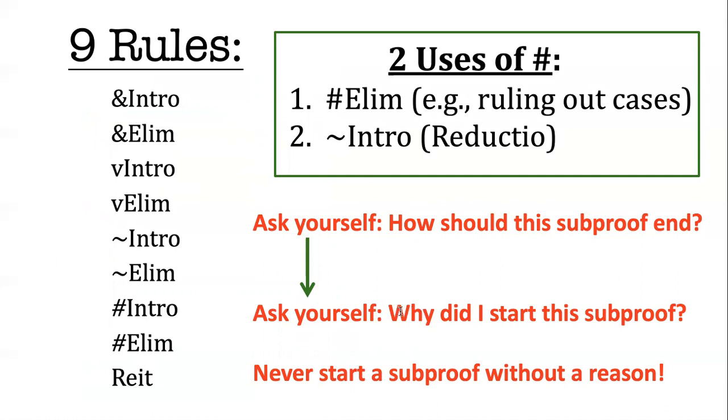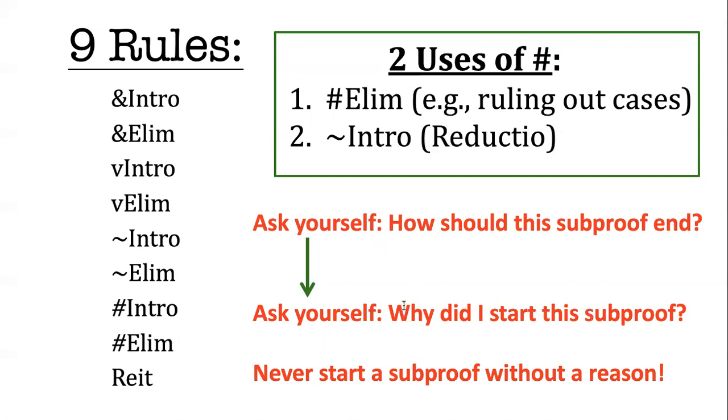If you started the subproof because you know a disjunction, you're going to export something out. You're not doing reductio. Now, if you started the subproof because you negated your conclusion, then you are doing a reductio. So knowing why you started the subproof tells you how it should end. And then that will tell you whether your goal was negation intro or whether you might be using the contradiction symbol in the middle of it for contradiction intro.